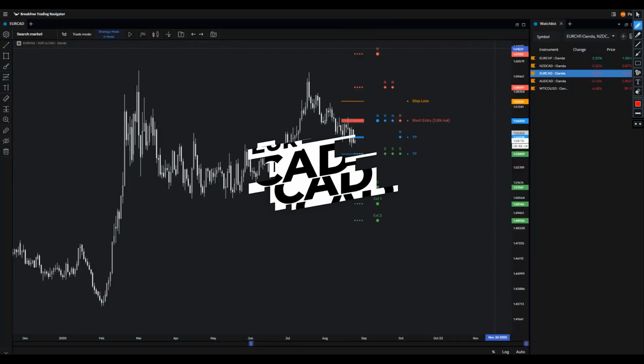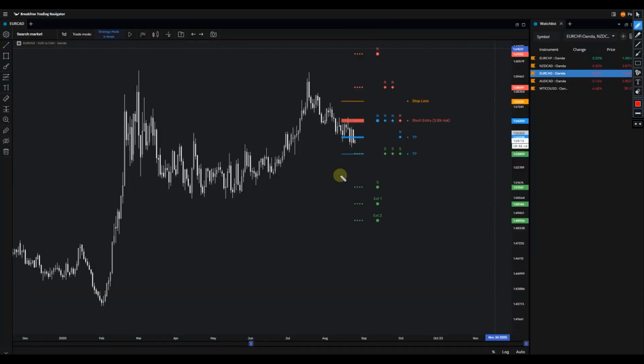Looking at EURCAD, we've also hit TP1 and TP2. If you'd like, you can still set up your entries. We never know, maybe price goes back up, hits our orders, and then comes back down for TP3. So this is a valid trade. You can still set up your orders. If you're in this trade, you've already hit TP1 and TP2, and we're on the way for TP3.